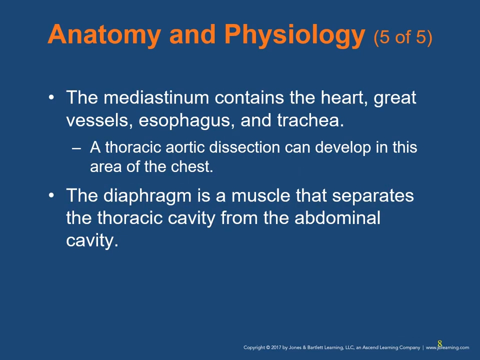The mediastinum is the central part of the chest containing the heart, great vessels, esophagus, and trachea. This location is where thoracic aortic dissection can occur, a severing of the aorta that can occur when the body is exposed to traumatic forces. The diaphragm is a muscle that separates the thoracic cavity from the abdominal cavity.